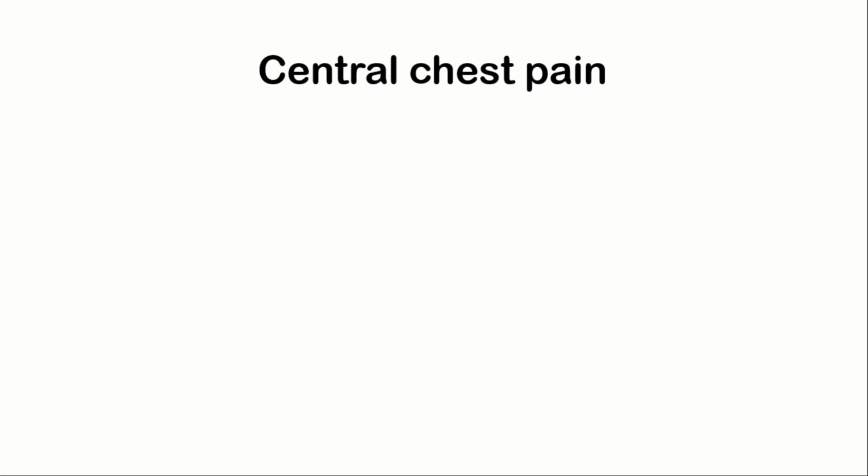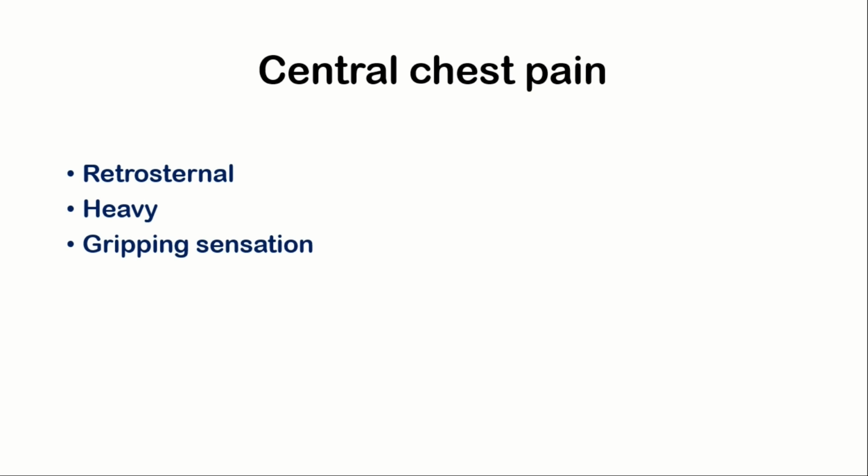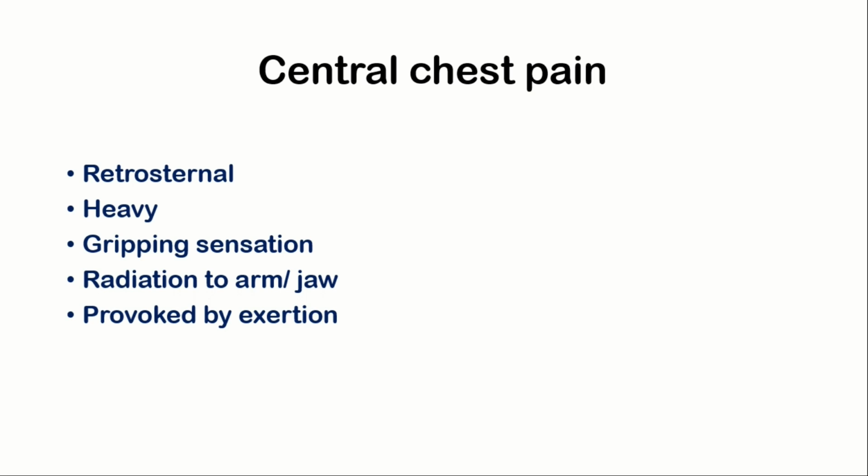And now, let's have a look at characteristic types of central chest pains and their features, as this is the commonest type that you will encounter in your clinical training. A retrosternal, heavy, gripping type of chest pain which is usually radiating to the left arm or jaw that is provoked by exertion and eased with rest or nitrates is commonly caused by angina.